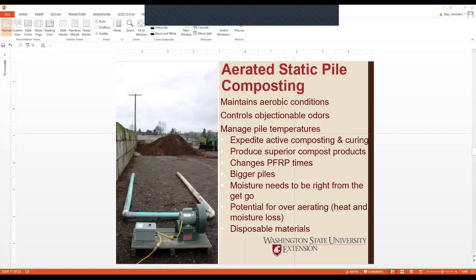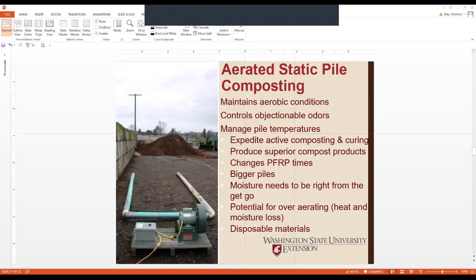Moisture needs to be right from the get-go, because otherwise you then have to unbuild your pile, add moisture, and then rebuild your pile. So it's really a pain in the butt to do that. So you really want to make sure that you get that moisture content right from the get-go. And there is potential for over aerating here, which could then lead to heat or moisture loss and could be bad for your pile.